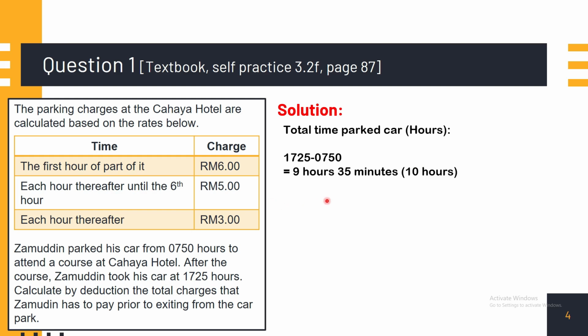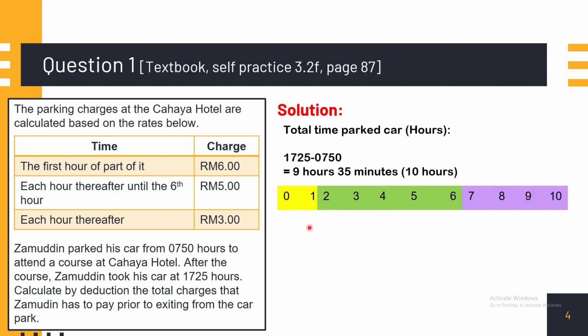Now we do it like this: 0 to 1. What this means is that 0 is when he first parked his car, when he arrived at the parking lot. And then 1 hour after, 2 hours, 3 hours, 4 hours, 5 hours, 6 hours, until 10 hours, because he parked his car for 10 hours.